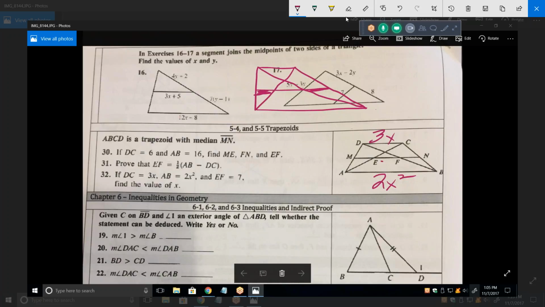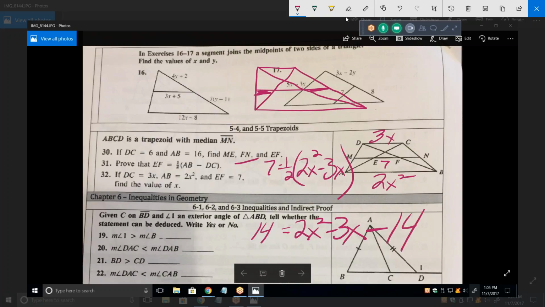Now here, and this is going to assume the same thing. So find the value of x. Well, if the previous statement is true, then we can say that 7 equals 1/2 of 2x squared minus 3x, correct? Correct. That turns into a quadratic. You get 14 equals 2x squared minus 3x. Subtract 14 from both sides, you get 0. Factor that.